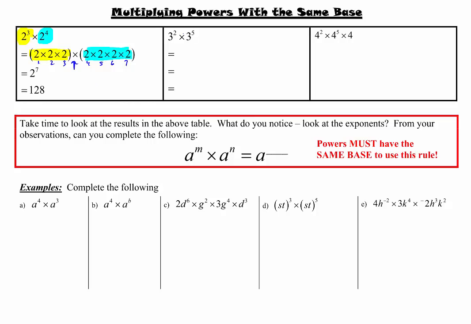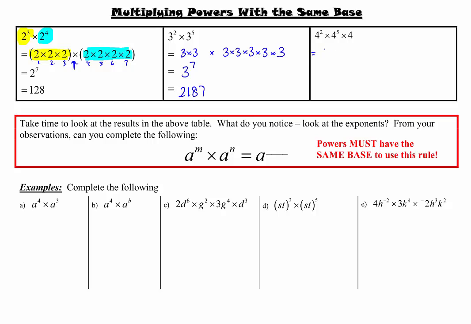So if we look at the next one, 3 squared is 3 times 3 times, and then we have 3 to the power of 5. So I can rewrite that as 3 to the 7. Okay, on my calculator, 3 to the power of 7 is 2187.